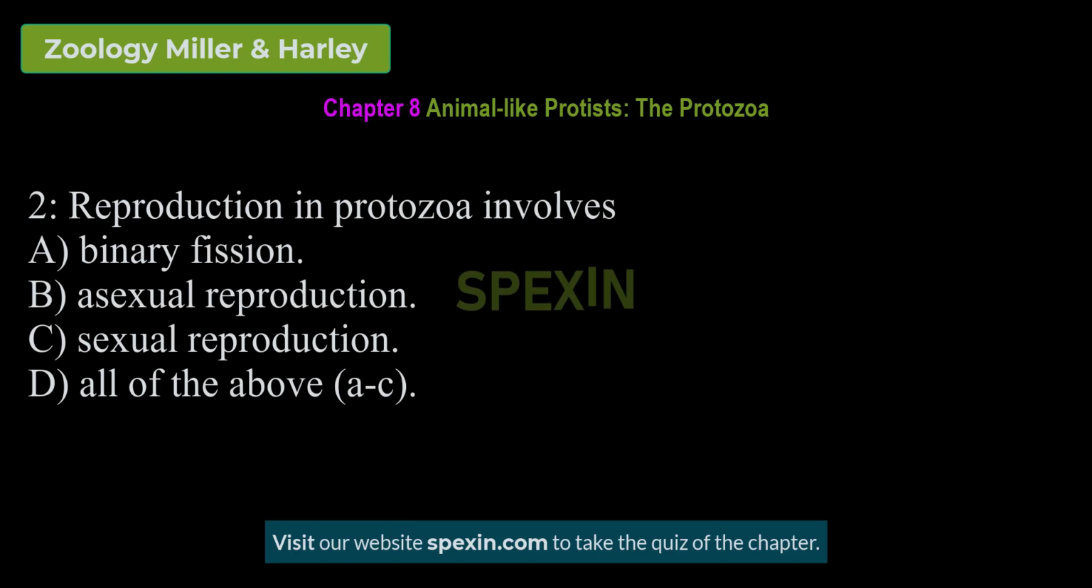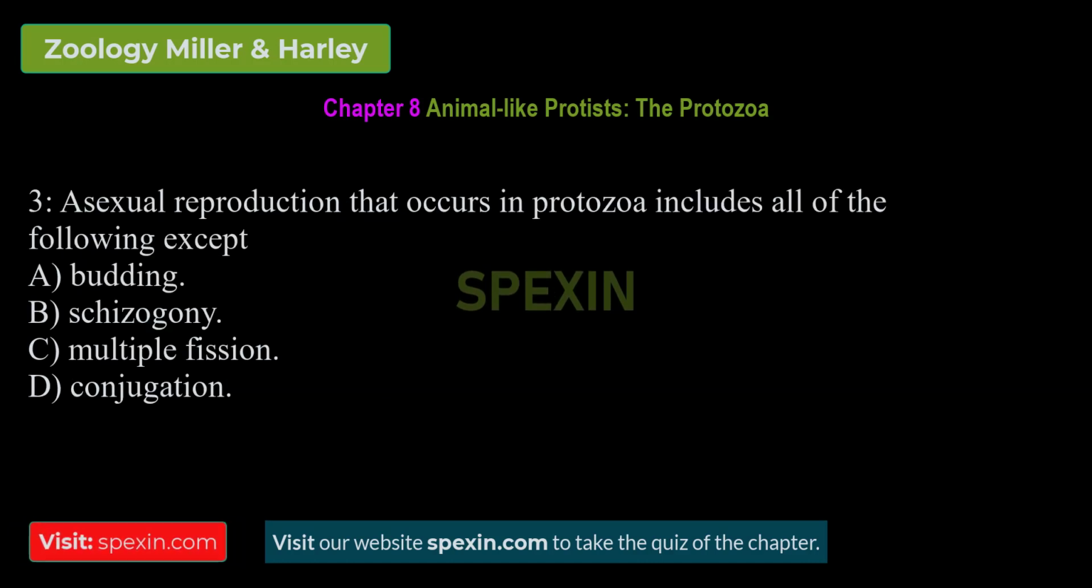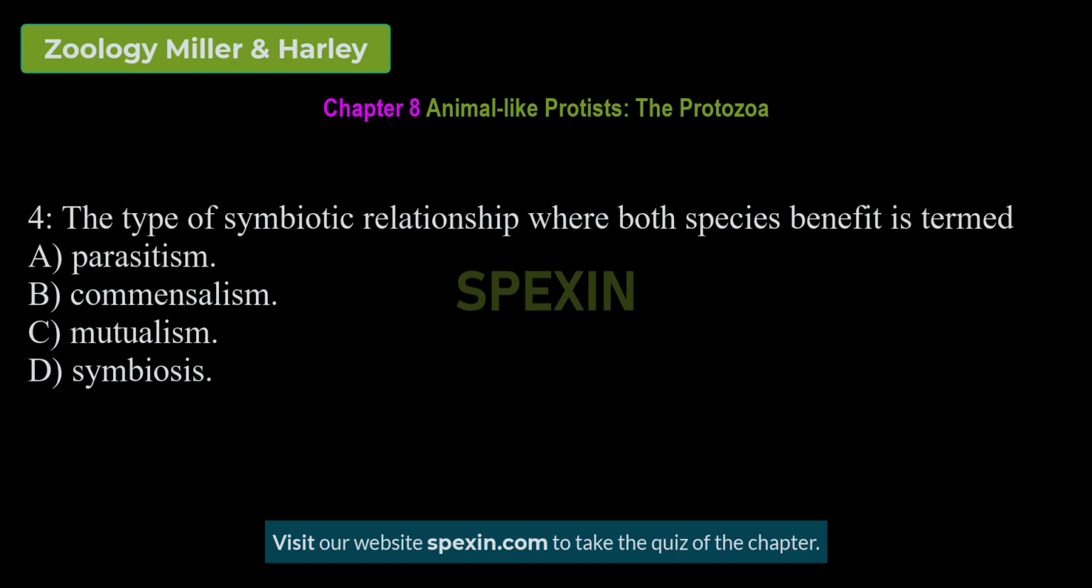Reproduction in Protozoa involves binary fission, asexual reproduction, sexual reproduction. All of the above. Correct answer: all of the above. Asexual reproduction that occurs in Protozoa includes all of the following except budding, schizogony, multiple fission, conjugation. Correct answer: conjugation. The type of symbiotic relationship where both species benefit is termed parasitism, commensalism, mutualism, symbiosis.